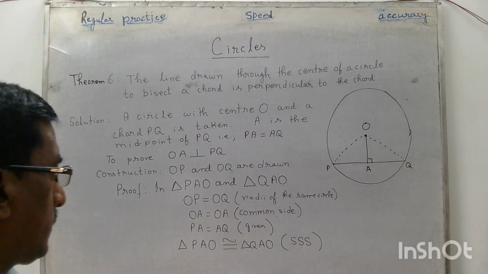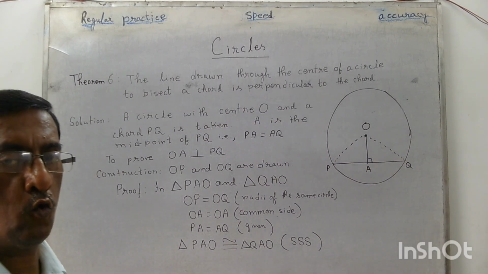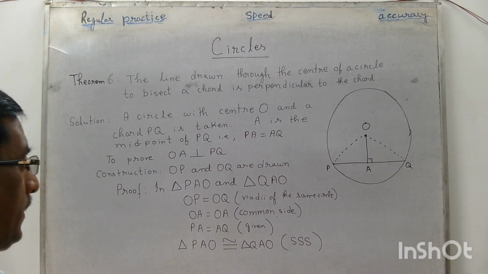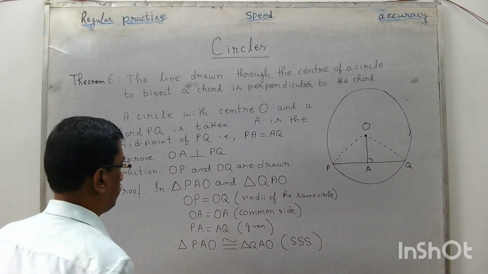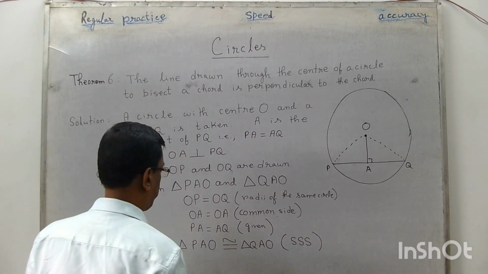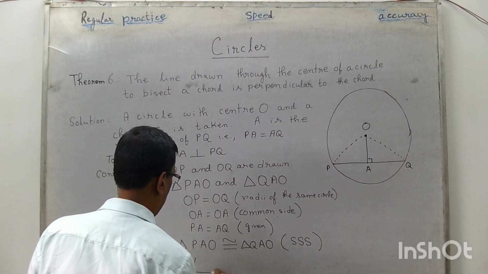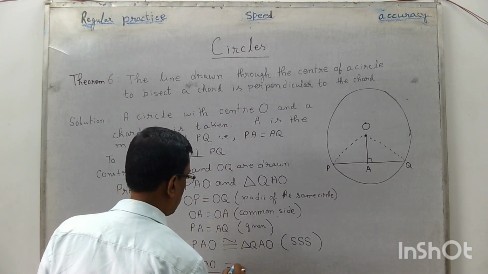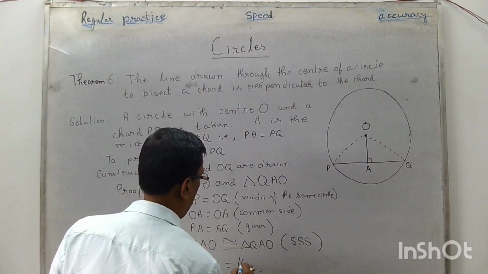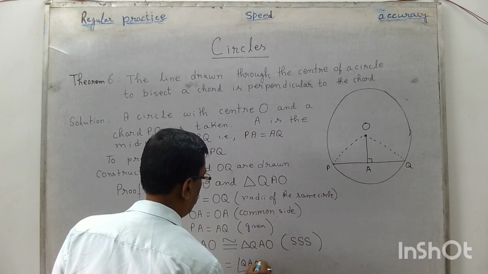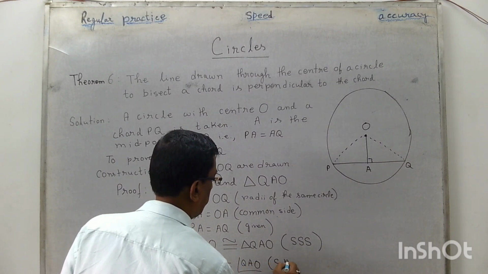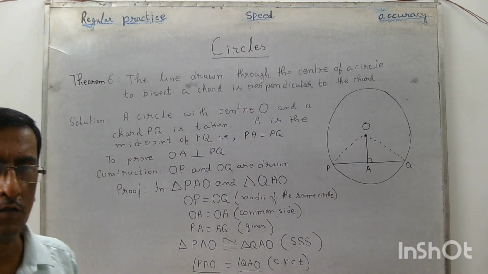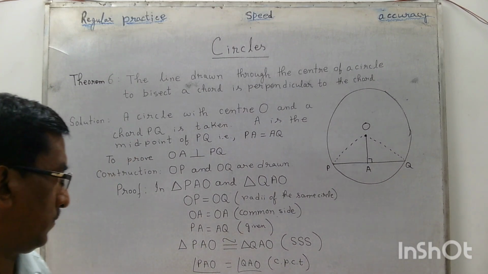साइड कॉन्ग्रुएंसी से ये प्रूफ होता है कि दोनों ट्रायंगल कॉन्ग्रुएंट है. Now we can say that angle PAO equals to angle QAO. It is by CPCT, corresponding parts of congruent triangles.